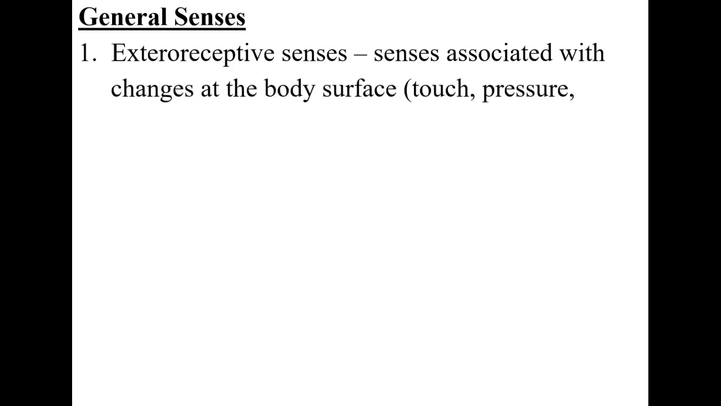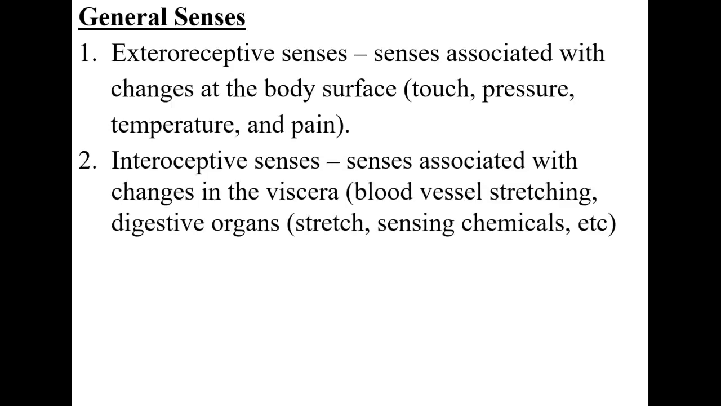So general senses will be the thrust of this particular lecture, and general senses are going to use receptors that are basically all over your body. We do have different kinds of receptors. We have exteroceptive senses, or exteroceptive receptors. And these are senses associated with changes at the body's surface. For example, touch, pressure, temperature, and pain would all be exteroceptive senses that you have generally in your skin and underlying your skin.